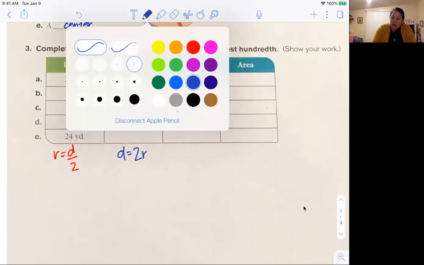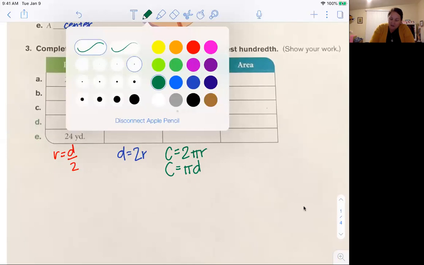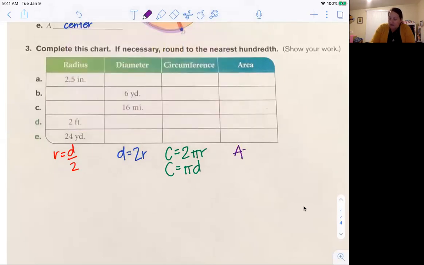Okay, how about if we're trying to find circumference? There's 2 formulas to find circumference. Circumference can either be 2 times pi times radius, or circumference can be 2 times pi times diameter. And then area is new to us, but area is pi times radius squared. So it's not pi times radius squared, it's radius squared times pi.